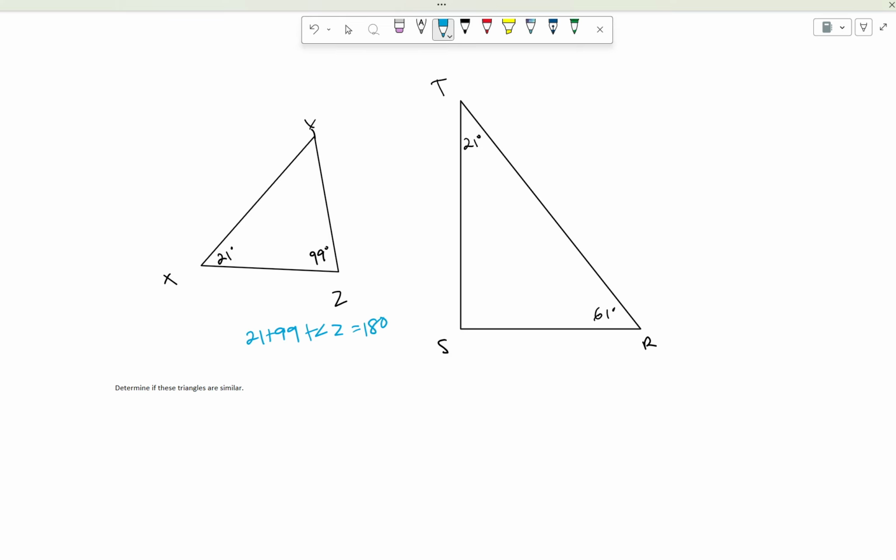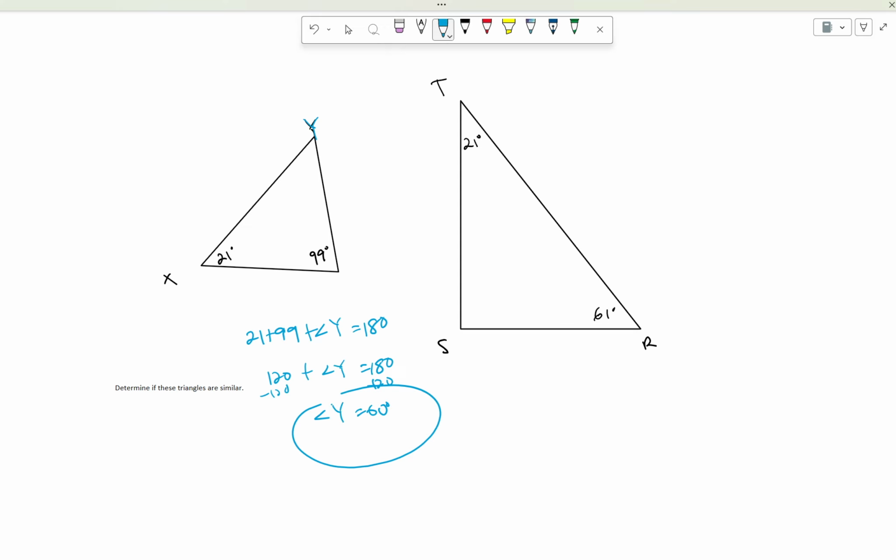So we can take my sum here. 21 plus 99 is 120. That's angle Z. That's 180. Okay. So when I solve, subtract 120 from both sides, right? So angle Z is going to be equal to 60 degrees. Okay. I'm sorry, not angle Z. That's angle Y. Goodness gracious. Keep on looking up this guy. That's angle Y.